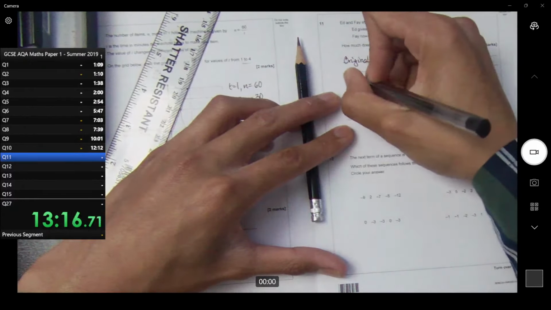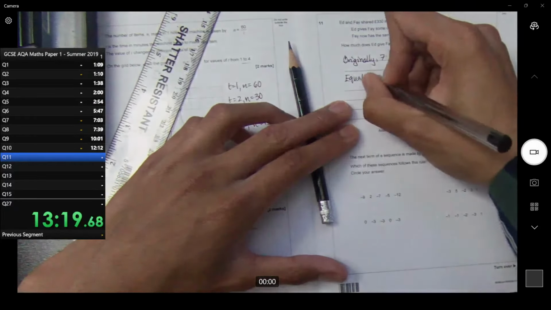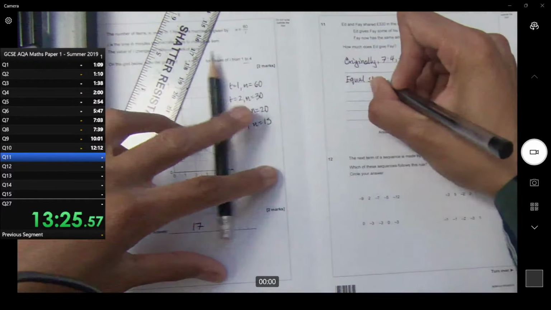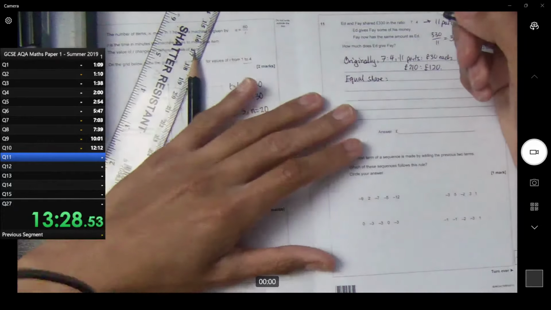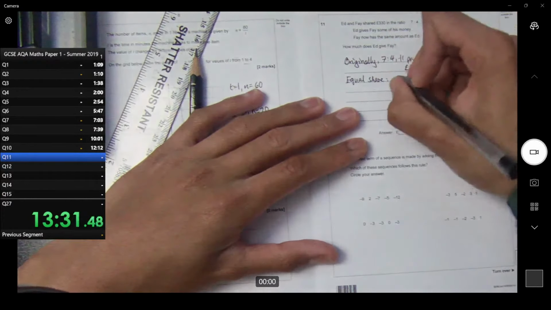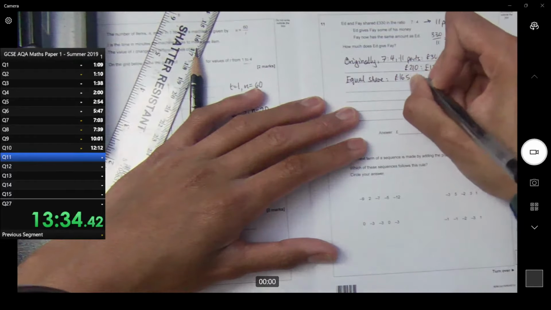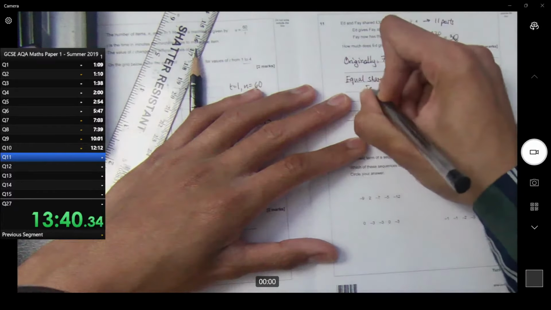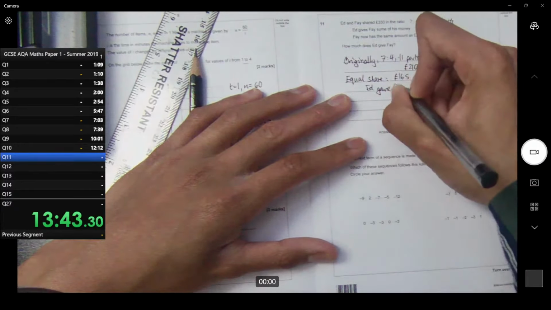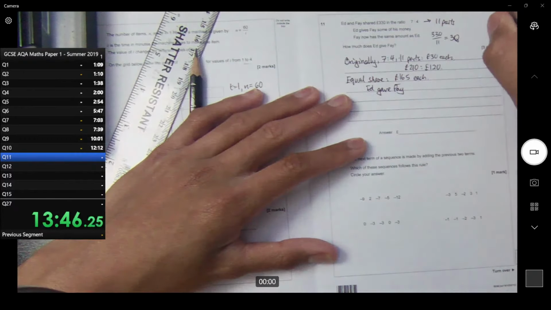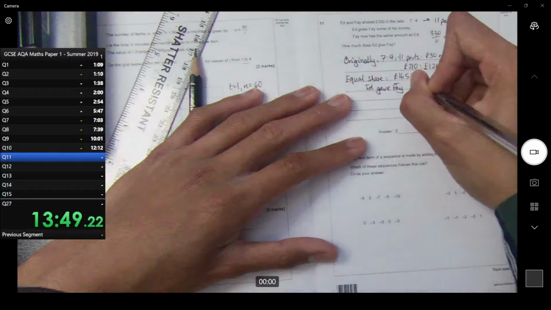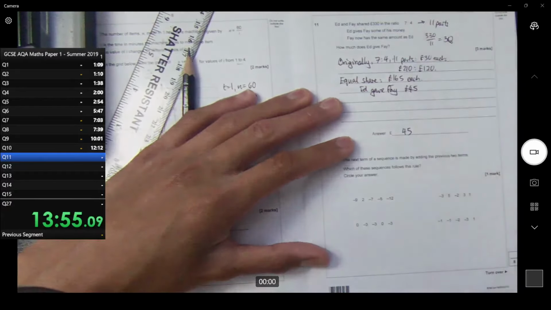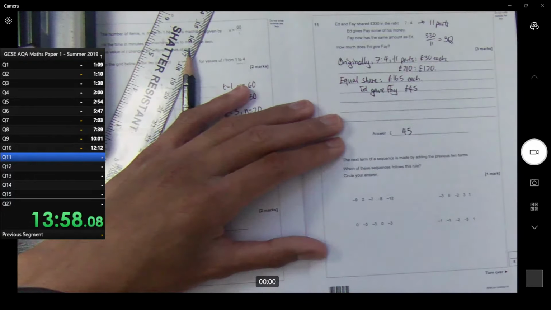But now an equal share. Right, so there's background noise right now. So an equal share of these two would be 165 each. Therefore, Ed gave Faye £45. Okay.